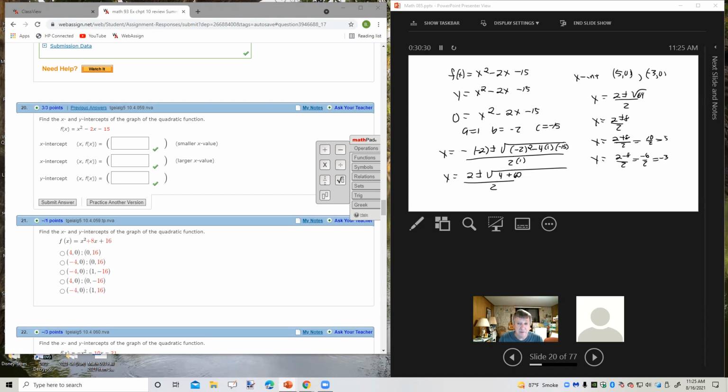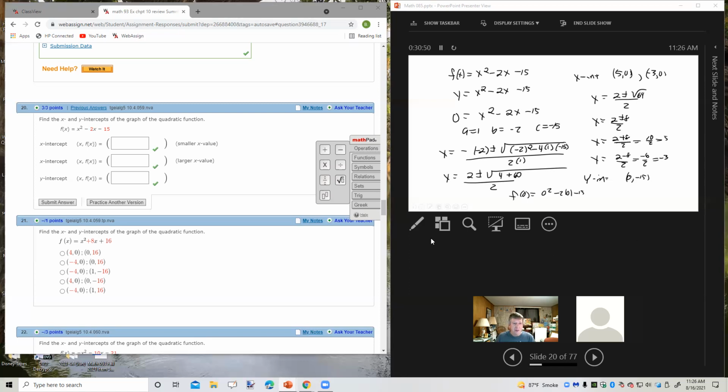How do you find y-intercepts? You set x equal to 0. Well, let's see. f of 0 would be 0 squared minus 2 times 0 minus 15. So that's going to be at 0, comma, negative 15.